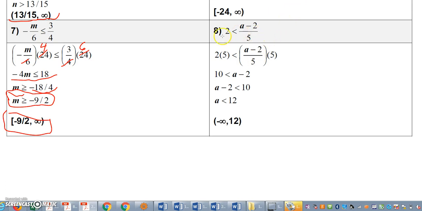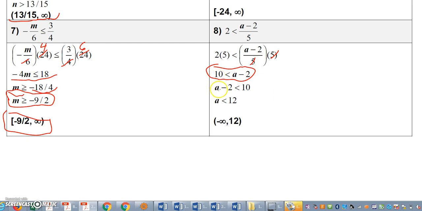Okay, the last one here, 2 is less than a minus 2 over 5. If I multiply both sides by 5, it'll get rid of this denominator. So multiply 2 by 5, and I get 10. Multiply this by 5, and the denominators just cancel, and I get a minus 2. Now, I'm going to do something a little bit tricky here. You see how that's a minus 2? I'm going to read it right to left. So that says a minus 2 is greater than 10.